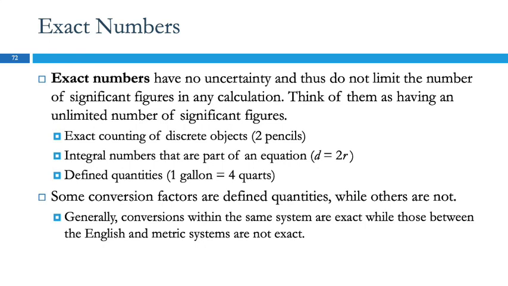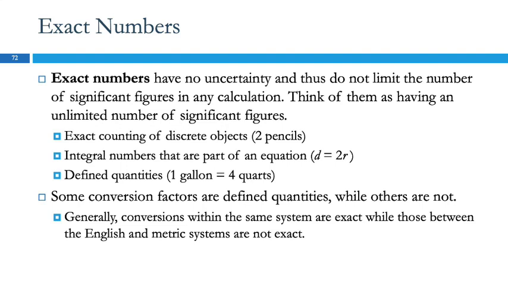So these are going to be things like exact counting of discrete objects. So I don't have 2 pencils, but I have 2 Surface Pro tablets. Is there any uncertainty in how many there are? Are you sure it isn't 2.5? Yeah, I'm sure. It's 2, right? You can count that. 1, 2. So counting objects, integral numbers, integers, whole numbers that are part of an equation.